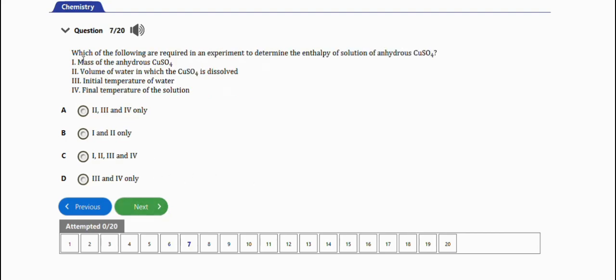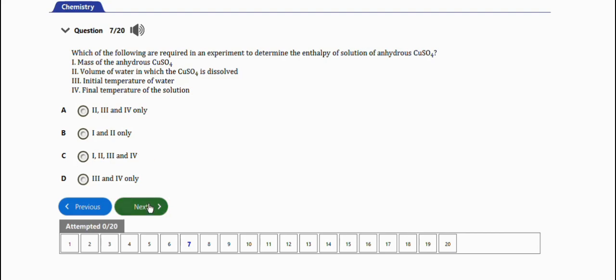Next question will be this one. It says, which of the following are required in an experiment to determine the enthalpy of solution of anhydrous copper(II) sulfate? So we have mass of the anhydrous copper(II) sulfate, volume of the water in which the copper(II) sulfate is dissolved, initial temperature of the water, final temperature of the water. So the right answer will be the one that contains all of them, since all will be required. So the right answer is option C.